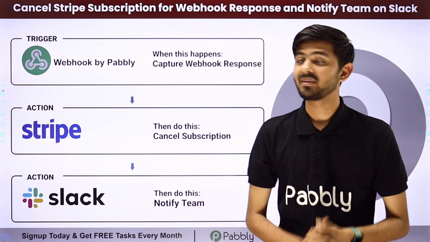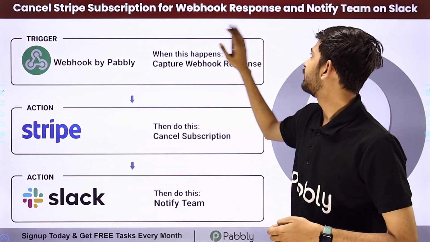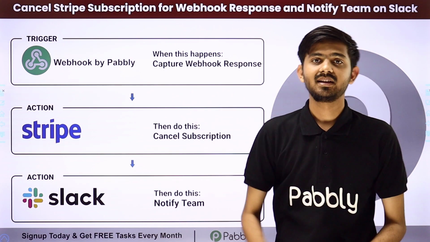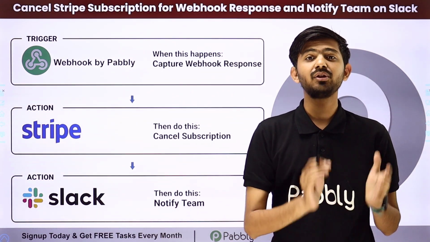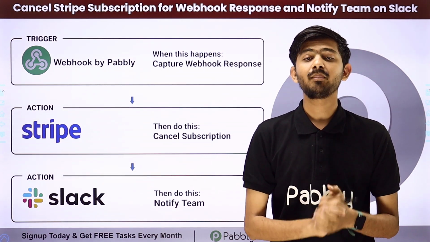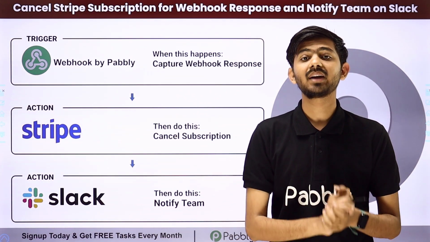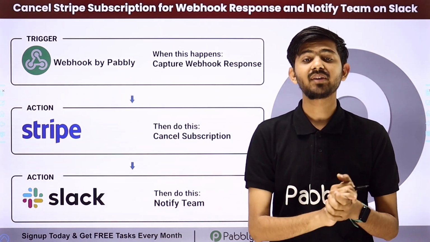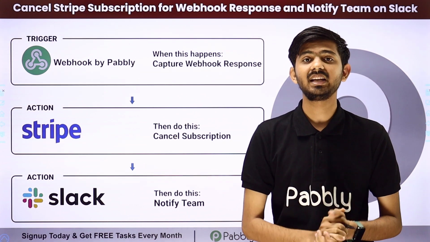Hello everyone, today our topic is how to cancel a Stripe subscription from a Webhook response and notify the team on Slack. So here my objective is that whenever I capture a new Webhook response, then automatically, by using the Webhook response, I'm going to cancel a subscription in Stripe. After cancelling the subscription, I'm going to notify my team on Slack.